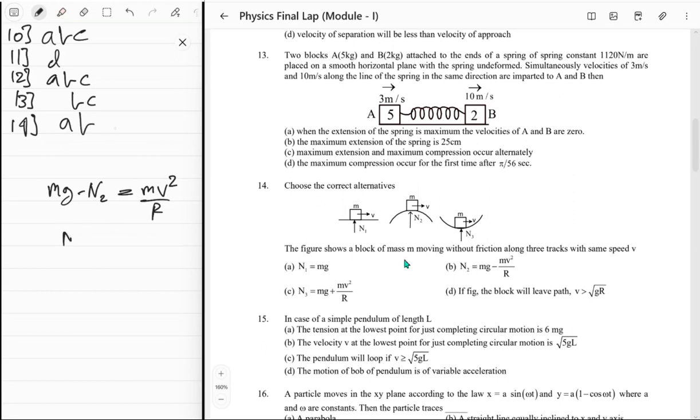And what else? Make r negative, although that will look odd, but whatever. C is the thing, because now it has to be provided in the other axis. So C is the thing. If figure, what? The block will leave path if v is bigger than, what is this thing? If figure comma, what do I make of this? Whatever it is. Next question.